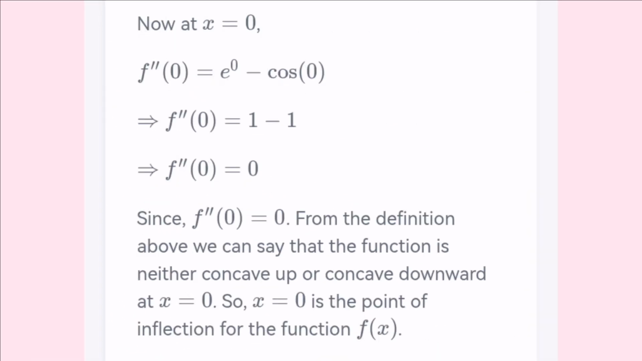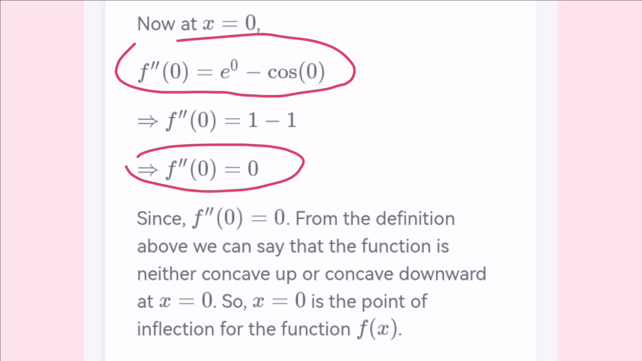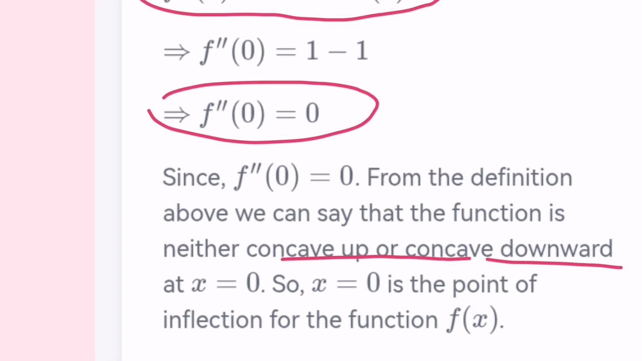Now substitute x is equal to 0 in the second derivative. F double dash at 0 is equal to e power 0 minus cos 0, which is equal to 0. Since the second derivative at point 0 is 0, from the definition above, we can say that the function is neither concave up nor concave down. So x equal to 0 is the point of inflection for the function, because here the concavity changes.